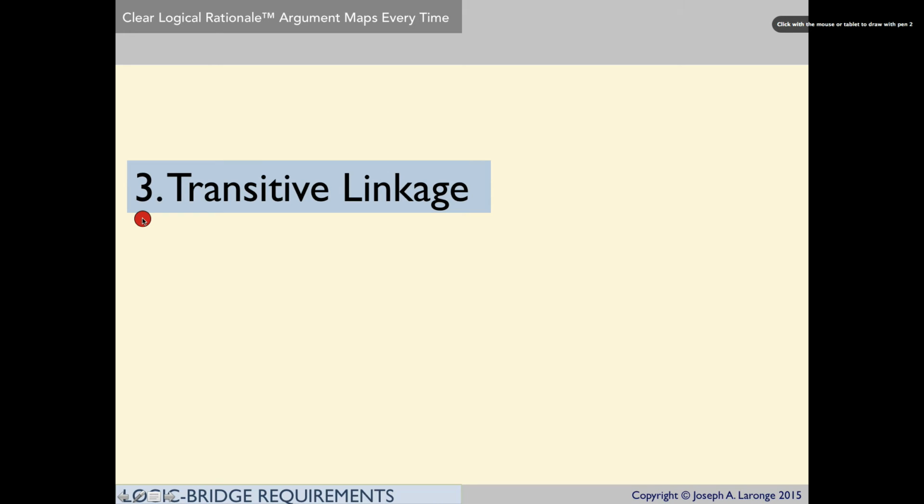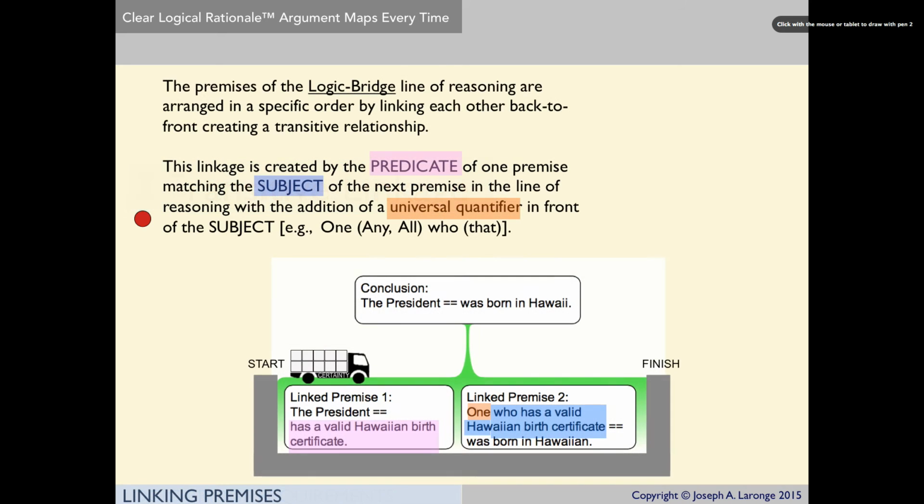Now we're moving on to the third of the four requirements in how you structure for the logic bridge. And this is about that transitive linkage. The premises of the logic bridge line of reasoning are arranged in a specific order by linking each other back to front, creating a transitive relationship. So what does this back to front mean? Well, the linkages are created by the predicate of one premise matching the subject of the next premise down the line of reasoning with the addition of a universal quantifier in front of the subject, which could be one who, or any who, or all who, or one that, or any that, or all that.